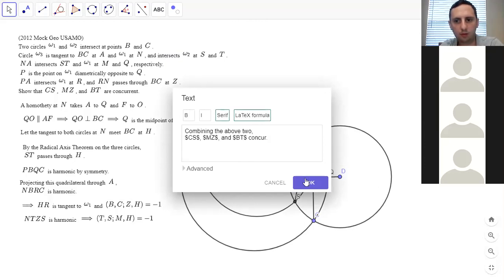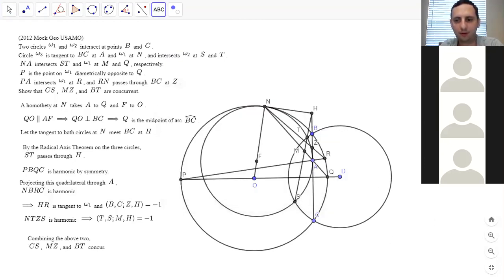All right. Very nice solution. I like how you use the tangent at N.